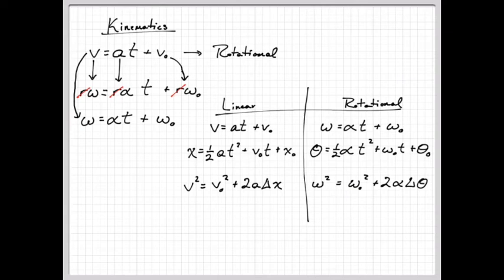Okay, now there's a few things that I also want to add to this, just a few kind of warnings, if you will. The first is that, remember, angular position should be measured in radians. Angular speed should be measured in radians per second. And angular acceleration should be in radians per second squared. These are the units that are necessary to do calculations.